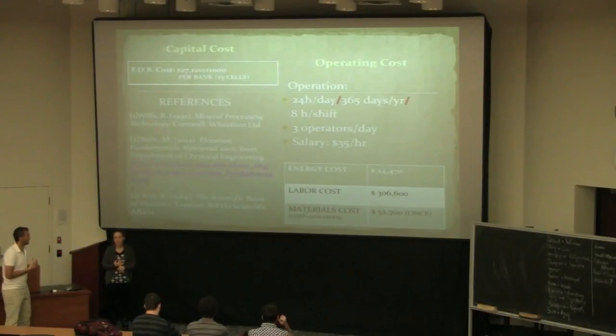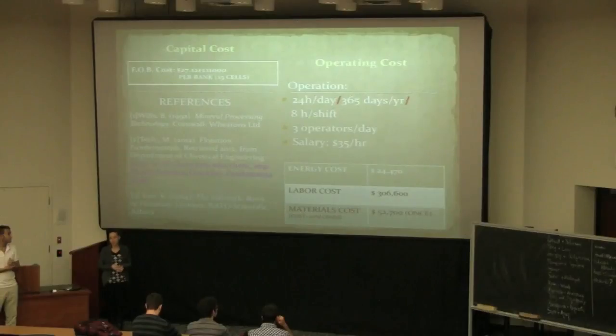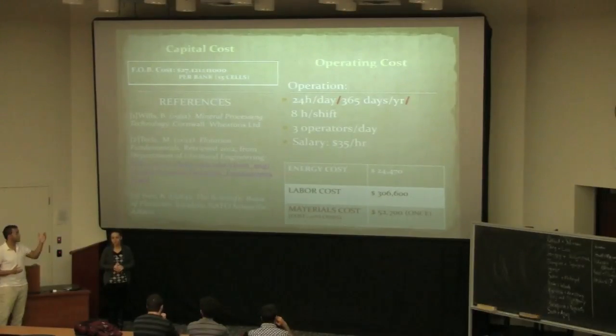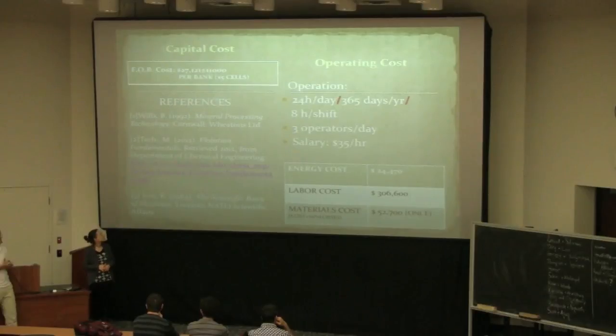Okay, and for the labor cost, we assume that the cells are run 24 hours a day, all year long. And we calculate about three operators running 8 hour shifts per day. They are given a salary of about $35 an hour, which amounted to about $307,000 a year. Now, for energy cost, each bank consumes around 37.75 kilowatts per hour. Per year, per bank, it's around $25,000 being paid for energy. And here are some references for you to explore for more.